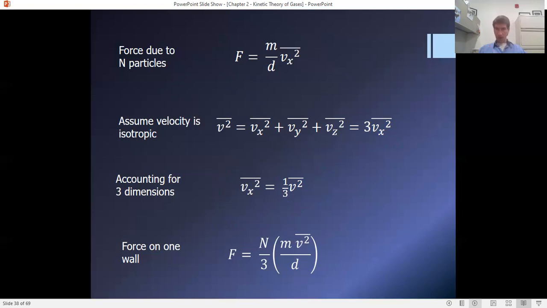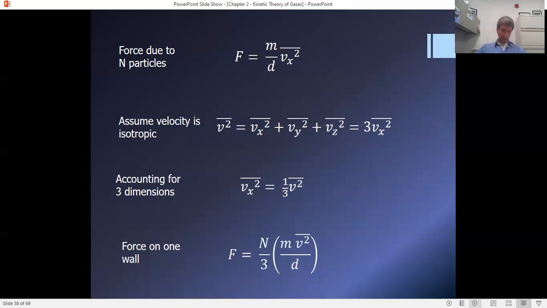So again, just remember what we're doing here. V squared represents the magnitude of the velocity squared, or the speed squared. We are taking the average of all the V squareds. It's very much related to the kinetic energy of each individual particle, if you want to think about that. So it's sort of related to the average kinetic energy of each particle.